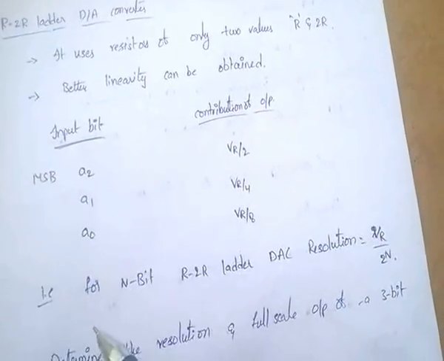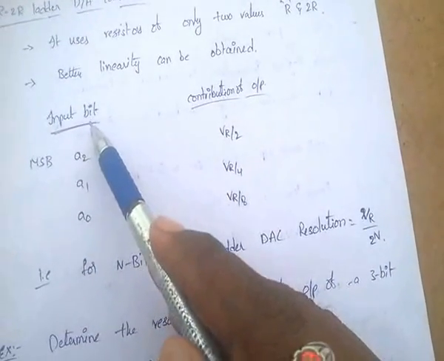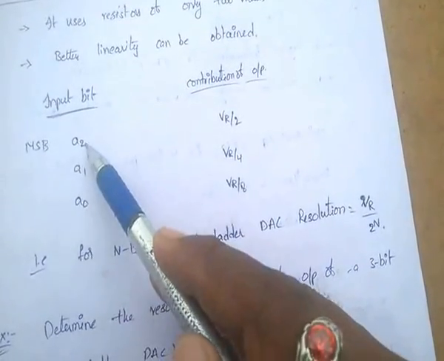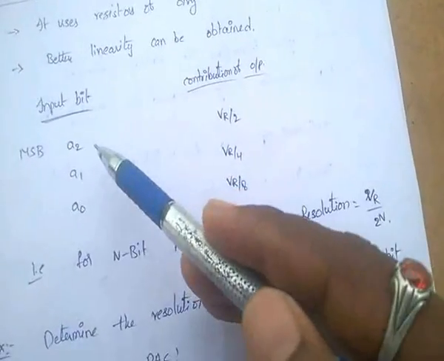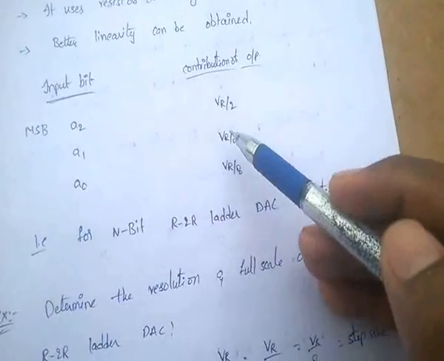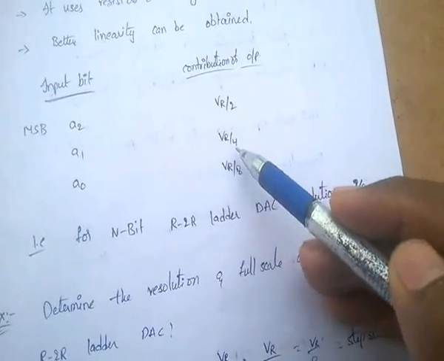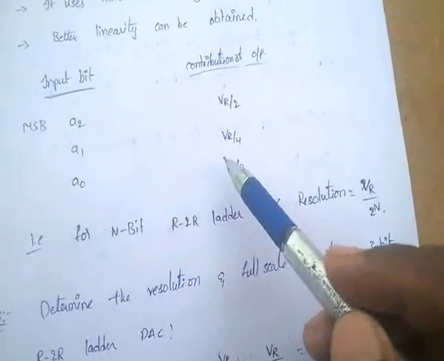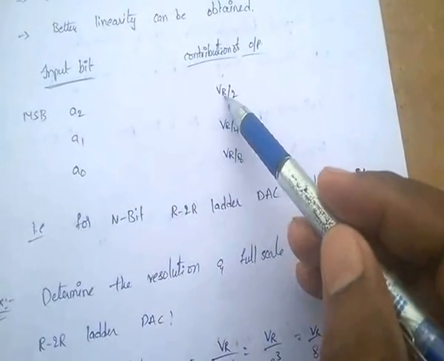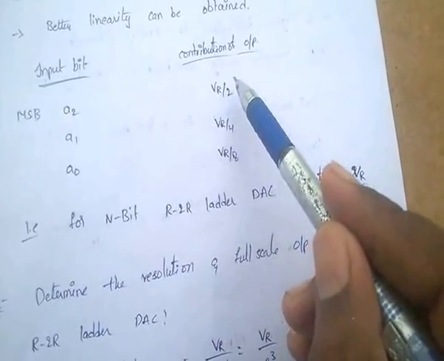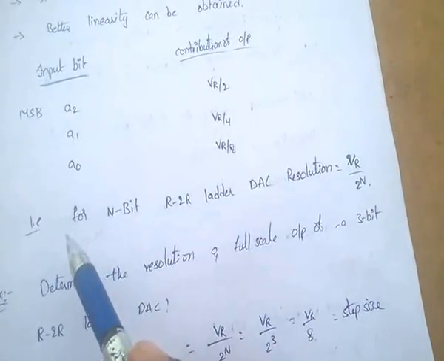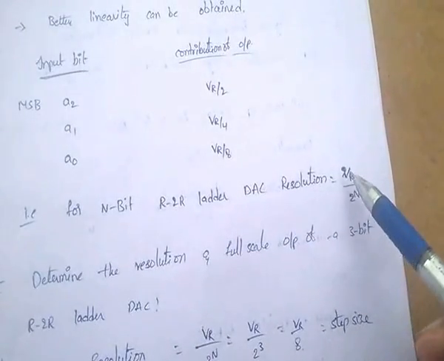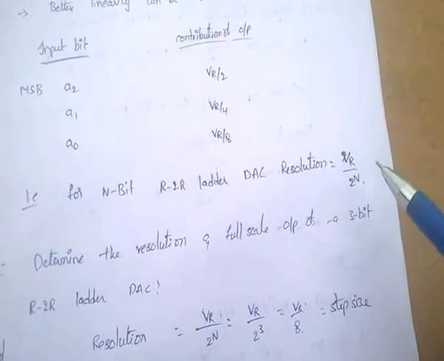Here, for input bits A2, A1, A0, where A2 is the MSB and A0 is the LSB, the contributions to the output are VR by 2, VR by 4, VR by 8. That means for an n-bit R to 2R ladder DAC, the resolution equals VR by 2 power n.